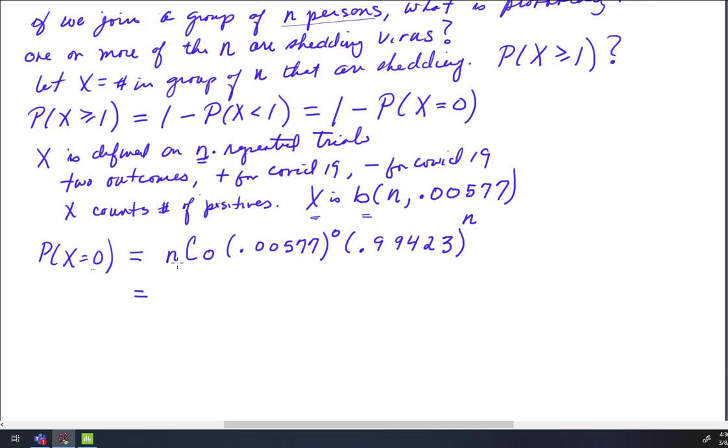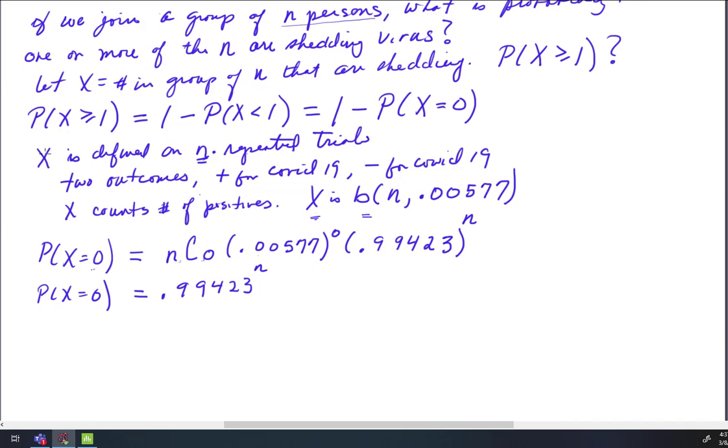n choose 0, if you've got n things, how many ways can you take none of them? Well, there's only one way to do that. Don't take any. n choose 0 by common sense would be 1, or if you work it out with factorials, it will also turn out to be 1. So the n choose 0 coefficient is 1. What about p to the power 0? Well, any number raised to the power 0 is 1. So far we've got 1 times 1. And then we finish up here with 0.99423 to the power n. Now that's the probability that X is equal to 0.